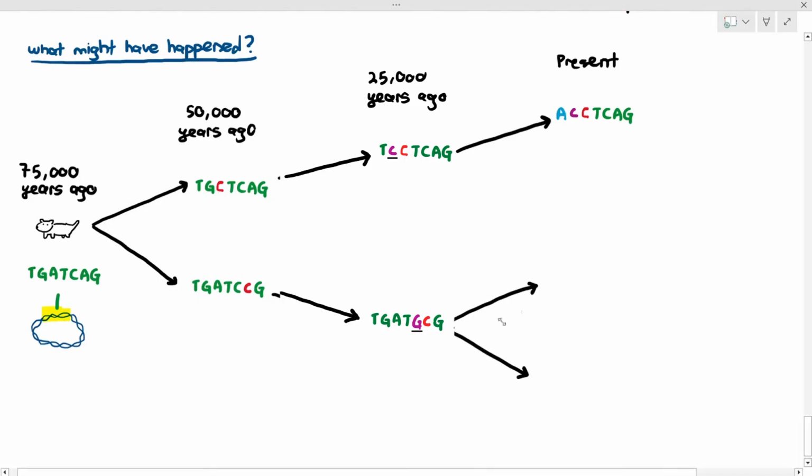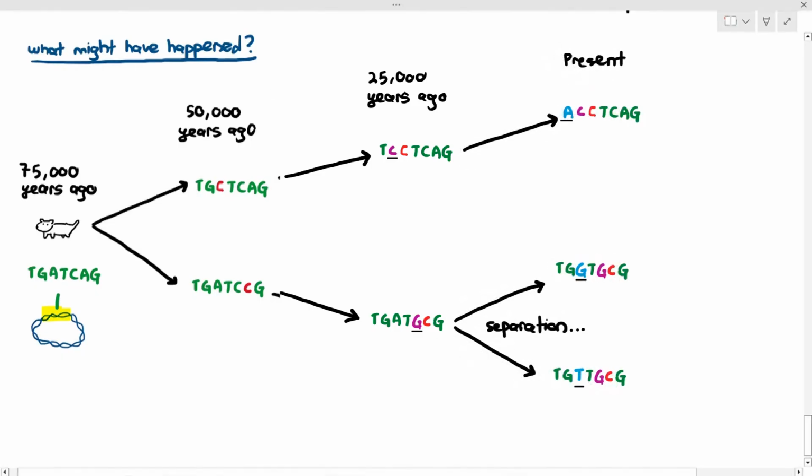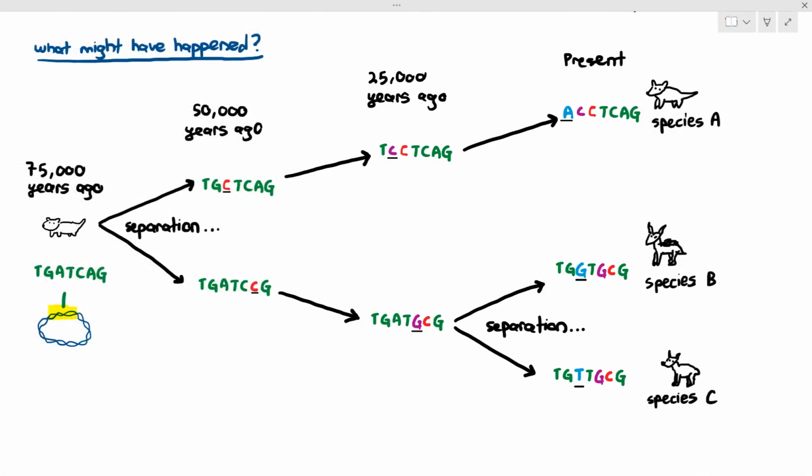ACCTCAG. And the one at the bottom here, it may have undergone speciation again, assumptions. So that means they would have separated either allopatrically or sympatrically, okay? And they would have mutated again differently. So I'm just underlining where it happened as well. So in this case over here, that's how you form those three different species.